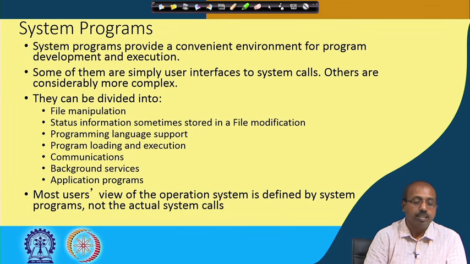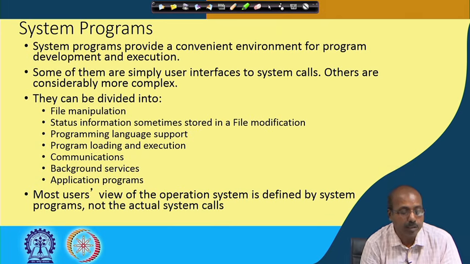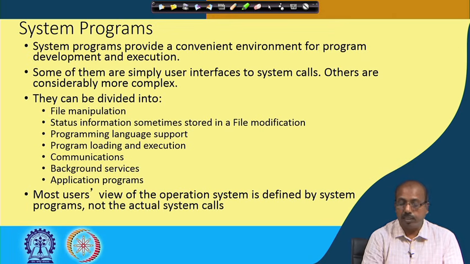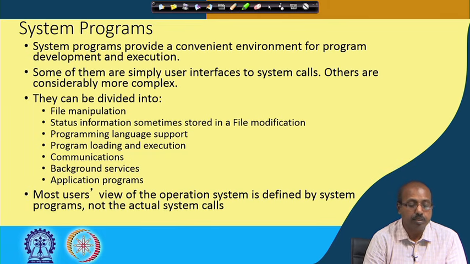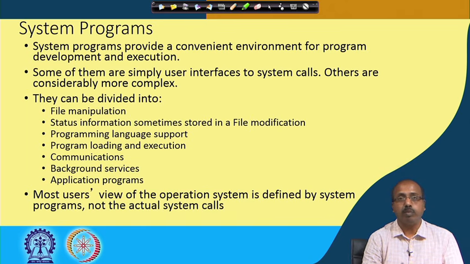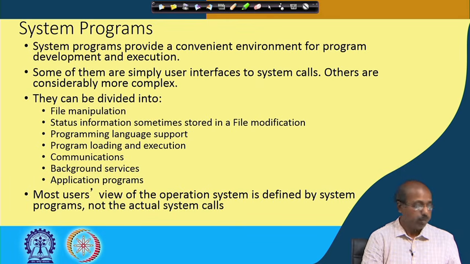As there are different parts of the operating system, system programs may also be of different types. There are some programs for file manipulation, some for status information, and file modification. Then programming language support, program loading and execution, communication, background device services, and application programs. Most users' view of the operating system is defined by system programs, not the actual system calls, because the system calls may not be visible to the user. They just see the system programs that are available.